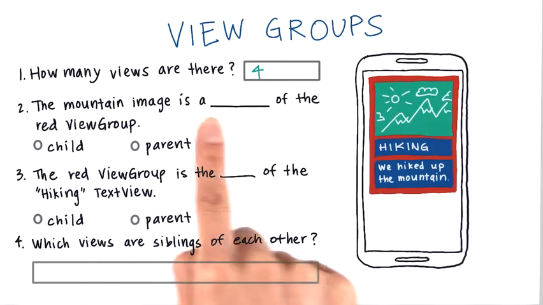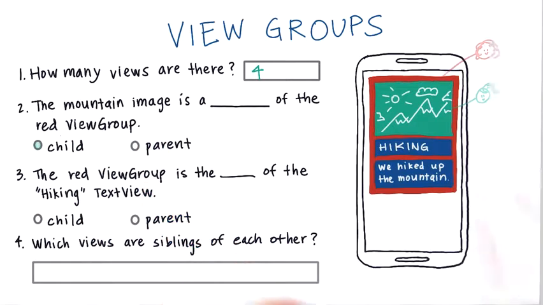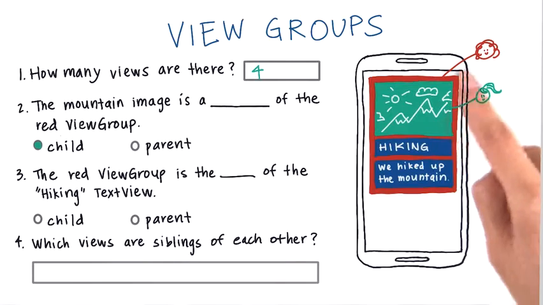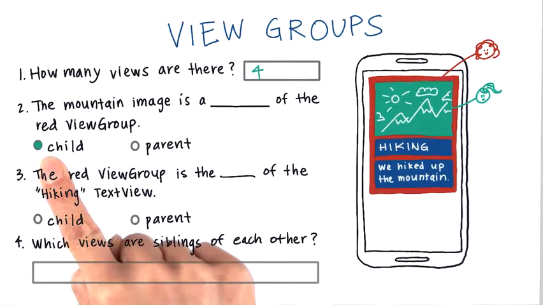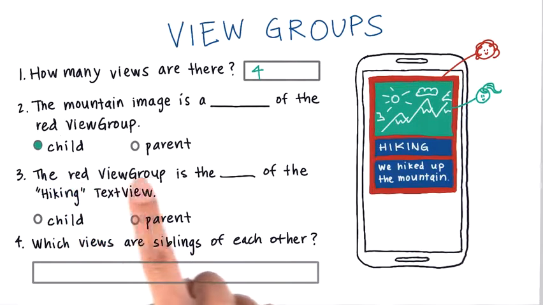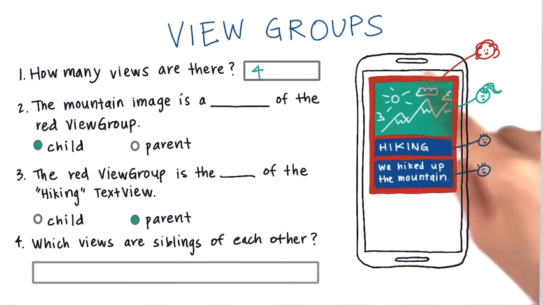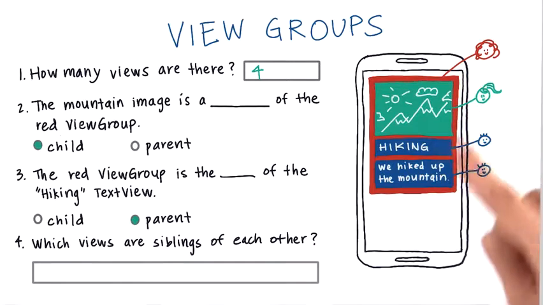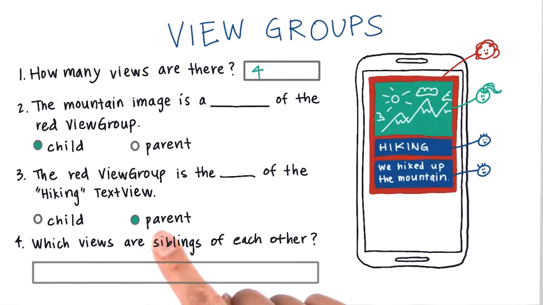Next, the mountain image is a child or parent of the red view group. If I draw in the faces, hopefully you remember that the image view is a child of the red view group. So I circle this one in. Number 3, the red view group is the child or parent of the hiking text view? If I draw in more faces, then we see that the red view group is the parent of the hiking text view. So we circle this in.